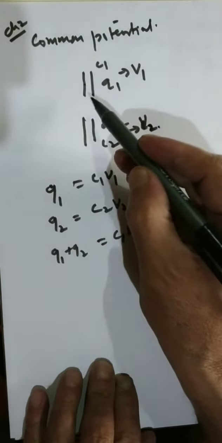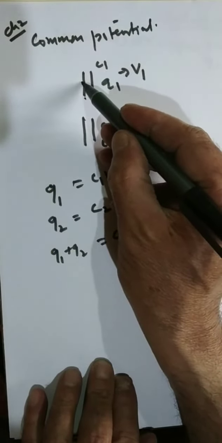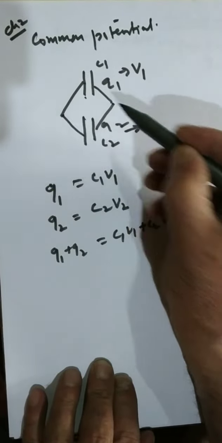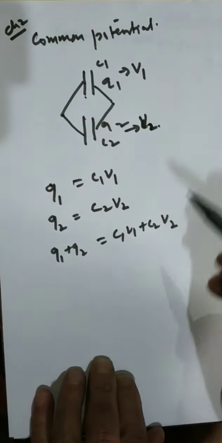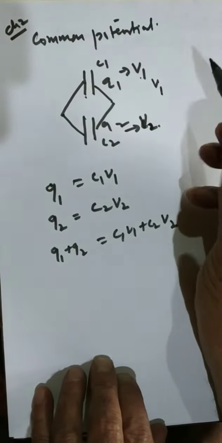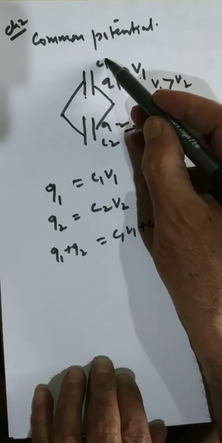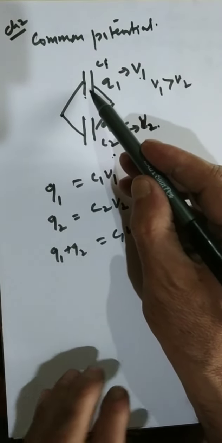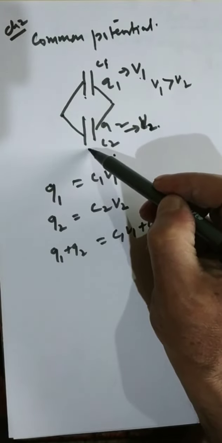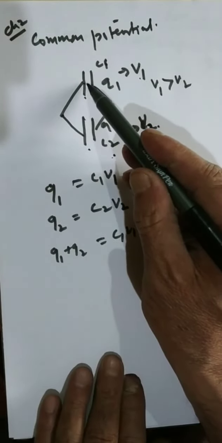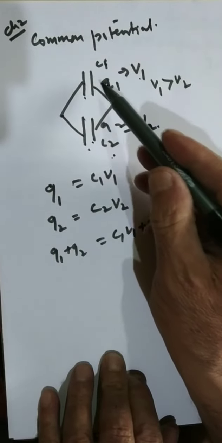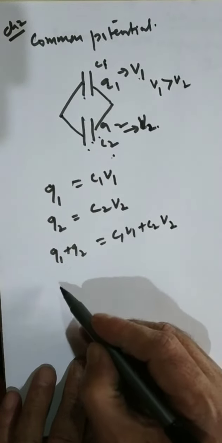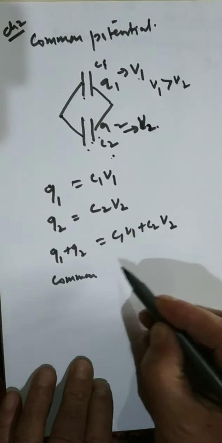Now let us connect them, say in parallel. We have connected them in parallel. Now what will happen? Assuming that V1 is greater than V2, that is capacitor C1 is at higher potential as compared to capacitor C2, then the charge will flow always from higher potential to lower potential. So charge will flow from C1 to C2 till they acquire a potential which is common to both, that is called common potential.